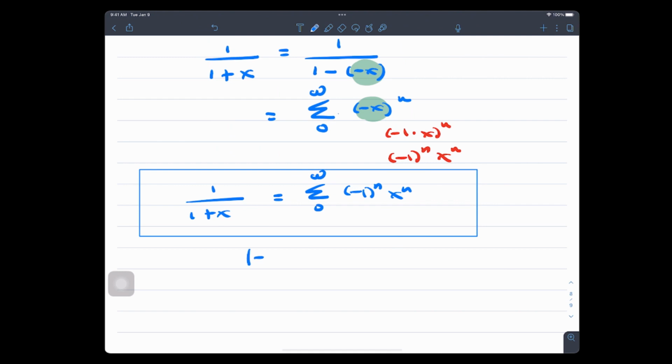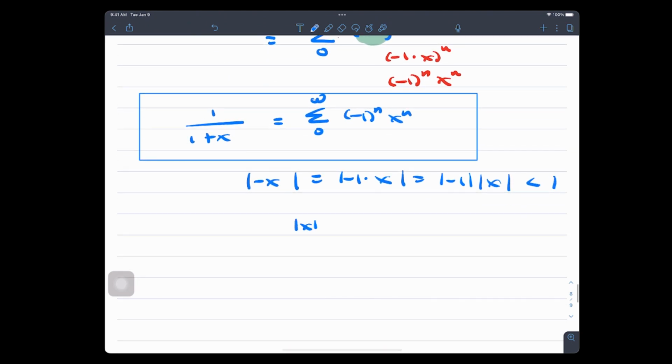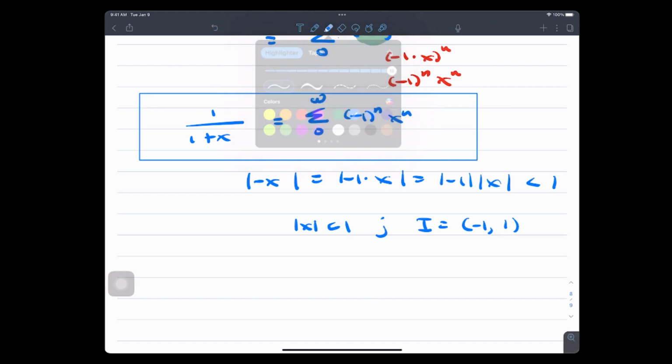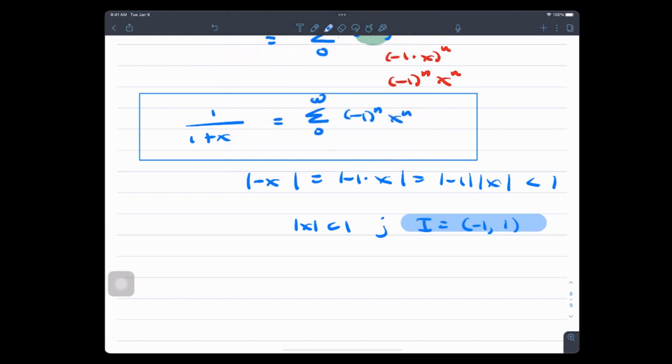But remember the interval of convergence here. You need the absolute value of that negative x, which does equal the same as what? Isn't that negative 1 times x by the product rule? That's supposed to be less than 1, so you're saying the same thing. So your interval of convergence, again, is from negative 1 to 1. All from that geometric series notation here. So you're writing a function as a power series. Writing functions as power series.